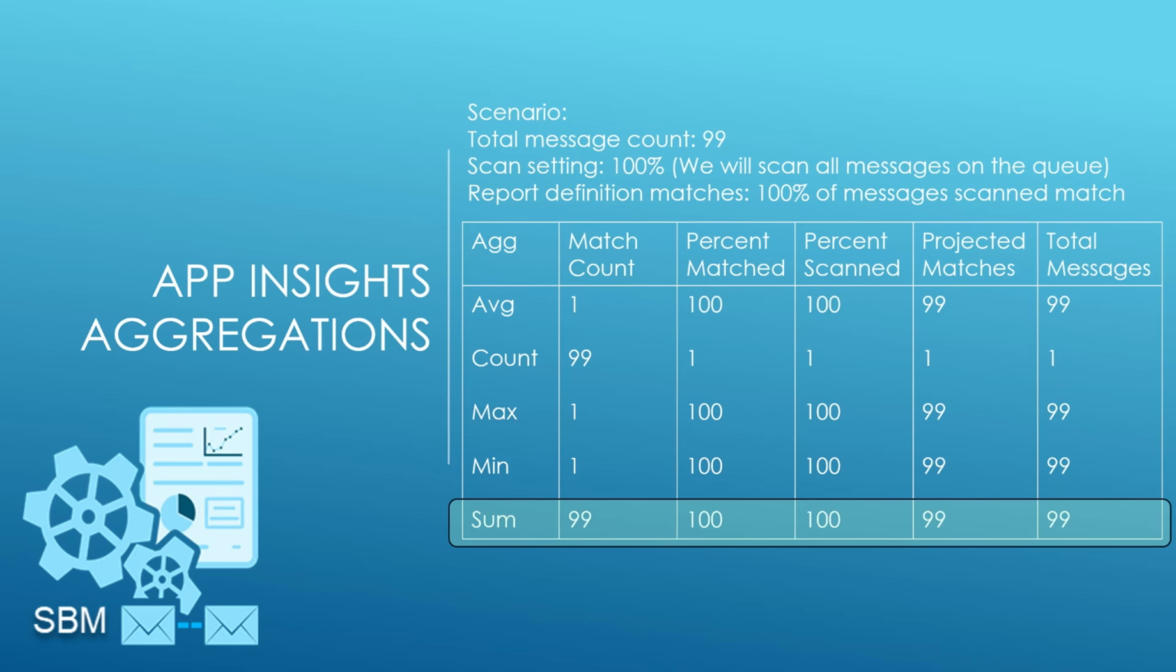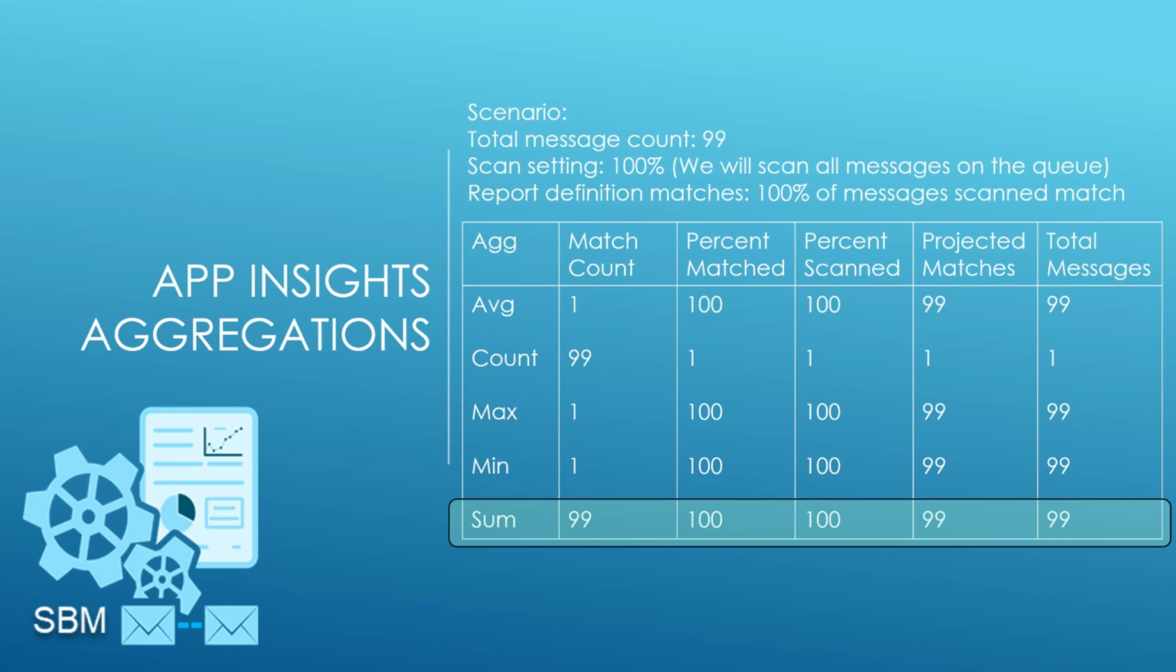example. Let's presume there are 99 messages on the main queue. Our scan settings are set to scan 100% of the queue, and our report matched 100% of all messages. Here is what we would see in Application Insights metrics. As we scanned every message and they all matched, the match count is 99. The percent matched is 100%. The percent scanned is 100%. The projected matches is 99, and the total count of messages present were 99.